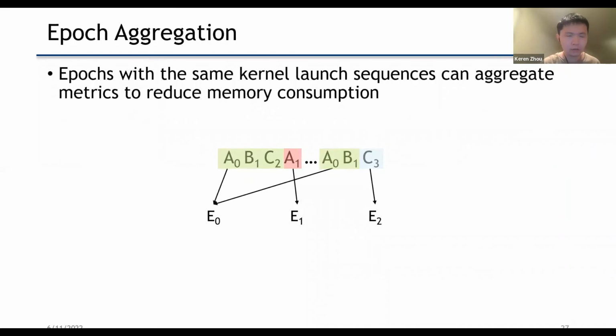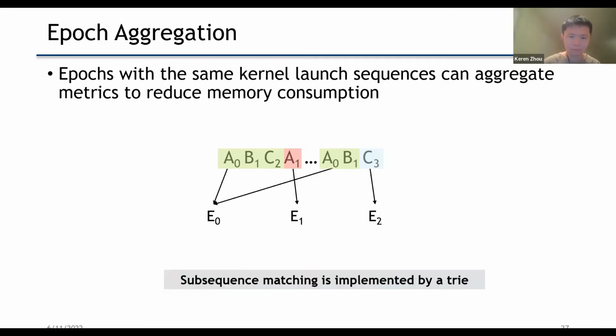Beyond that, we also proposed Epoch Aggregation to aggregate epoch metrics from epochs with the same kernel launch sequences. In this example, since A0, B1 appears 2 times, we can aggregate their metrics together into epoch E0. And for A1 and C3, since they only appear 1 time, we cannot aggregate their metrics. Here, subsequence matching is implemented by a trie with GPU kernels.